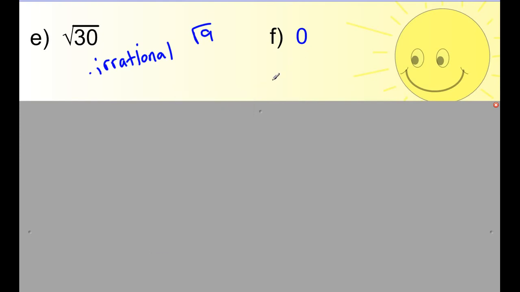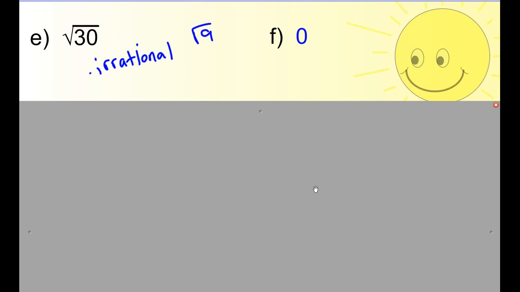So now, I would like you to look at this letter F, 0. Do you think 0 is rational or irrational? Can you write that as a fraction? Is it a terminating or repeating decimal? So take a second or so, try it out.